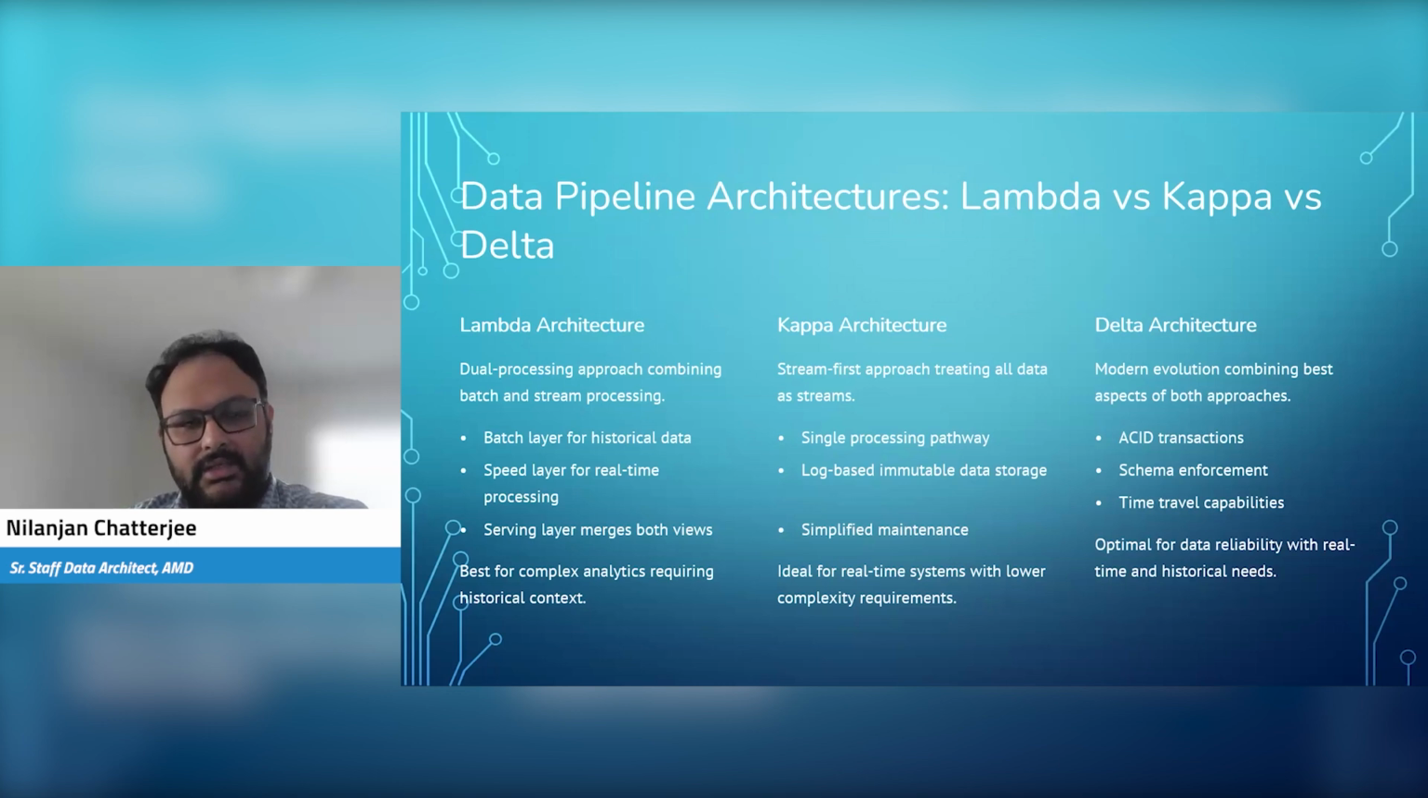Then came the Kappa architecture. So this was designed at LinkedIn by Jay Kreps, and it's a stream-first approach, treating all data as streams. So there's only a single processing pathway. Everything is treated as stream. All data is considered as stream and processed in real time. So it's an immutable data storage. So any new change which happens on the pipeline has to be a new file, and the changes have to be reprocessed. So the complexity is a bit high.